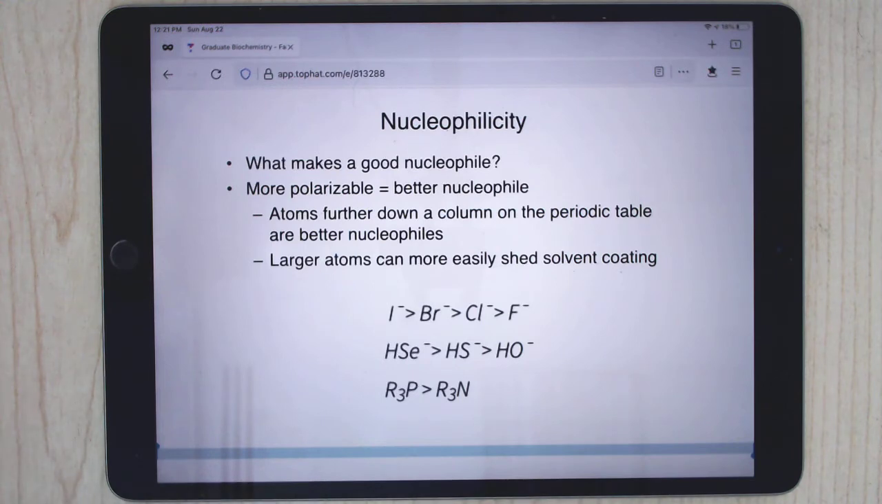It's how easy it is to shed solvent molecules. It's a weird phenomenon, but it turns out iodine is actually a better nucleophile than fluorine is. Go figure. And SH minus is better than OH minus because it's not holding on to its solvent shell. So go figure.